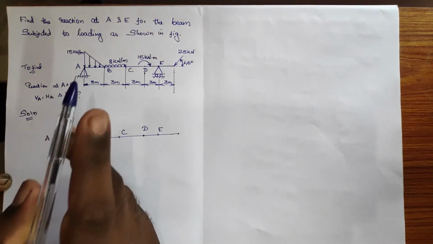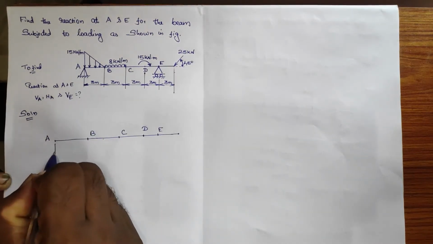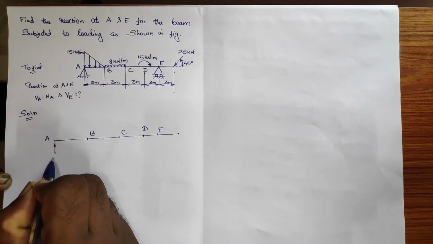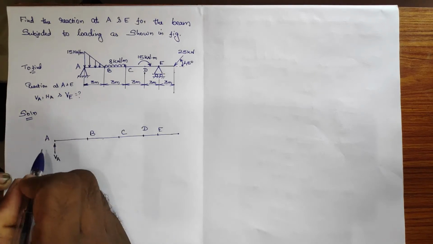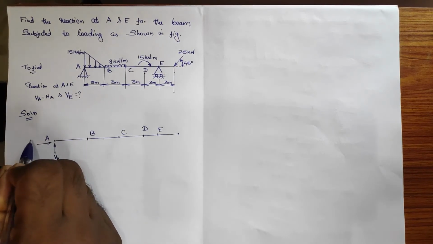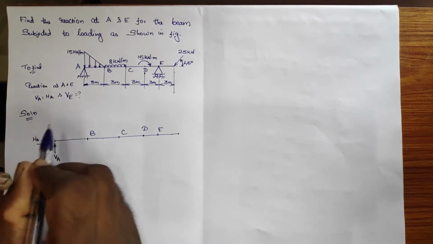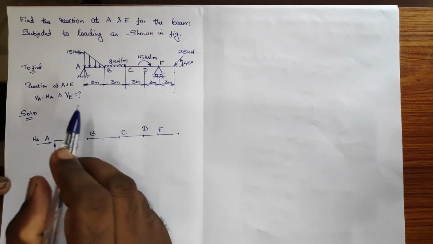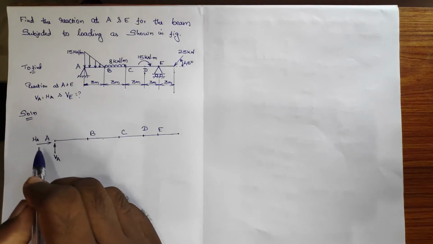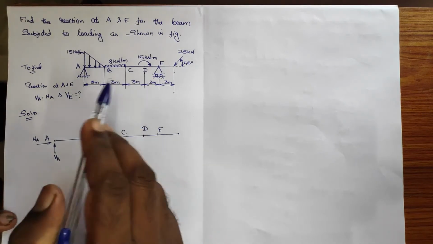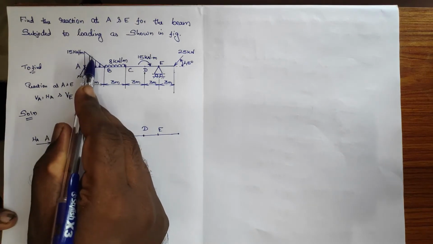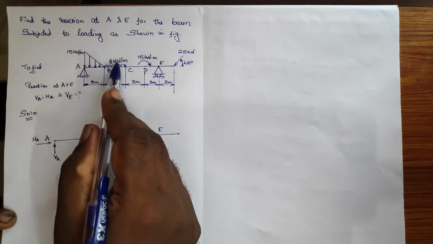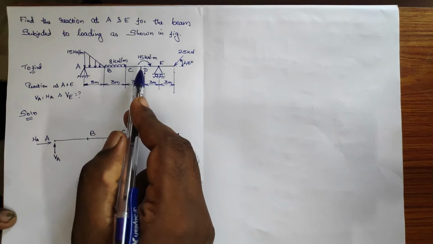In the hinge support, two reactions will be there. One is the vertical force, the reaction in the vertical direction at A, and the other is the reaction in the horizontal direction. Hinge support resists vertical and horizontal motion, so there will be reaction forces. And here there is a UVL, uniformly varying load, and here a UDL. Let us come to the last.